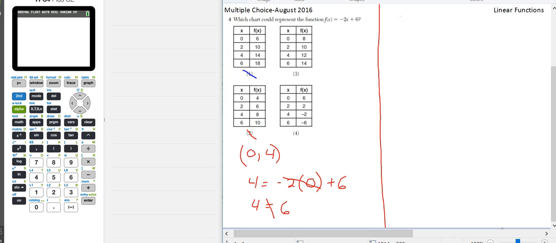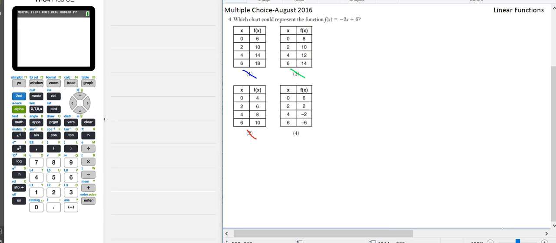We'll start with the first set of coordinates, 0, 8, and plug them into the equation. F of x we're plugging in as 8 is equal to negative 2 times our x, which is 0, plus 6. Is 8 equal to negative 2 times 0? This falls out. Is 8 equal to 6? 8 is not equal to 6, so choice 3 cannot be the answer. Let's try choice 4. You could just pick choice 4 because we already tried 1, 2, and 3, and those were not the answer, but let's try it anyway just to make sure.